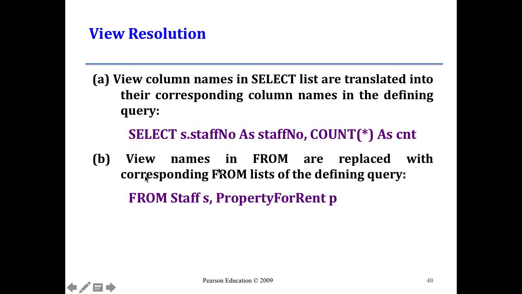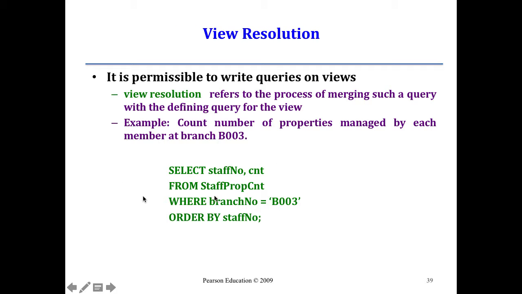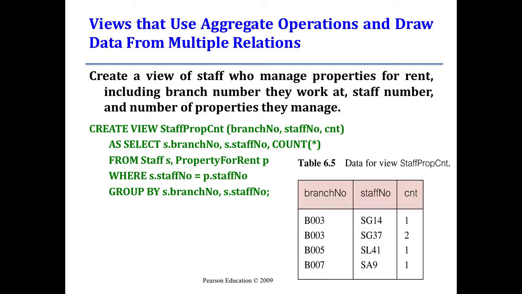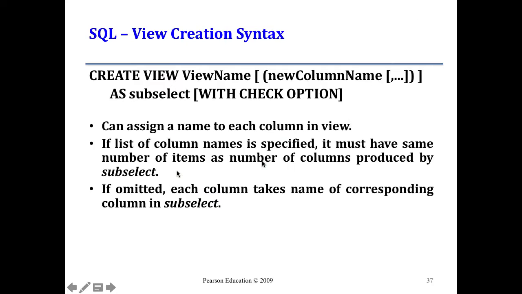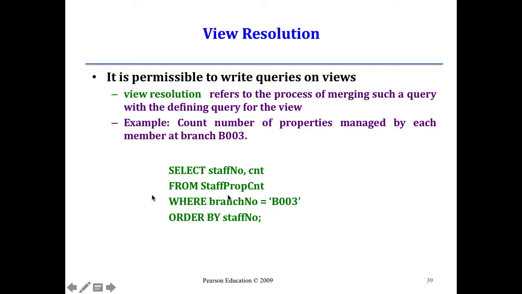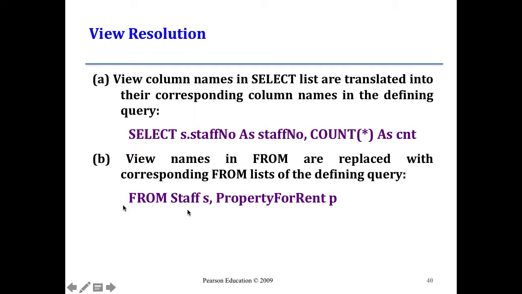Then the view name is going to be replaced with the corresponding base relations from the defining query. So here we were selecting from staff property count, but that's a view. So now we go back to the defining query, and we see that the base relations were staff S and property for rent P. So we replace the from staff property count with from staff S and property for rent P.